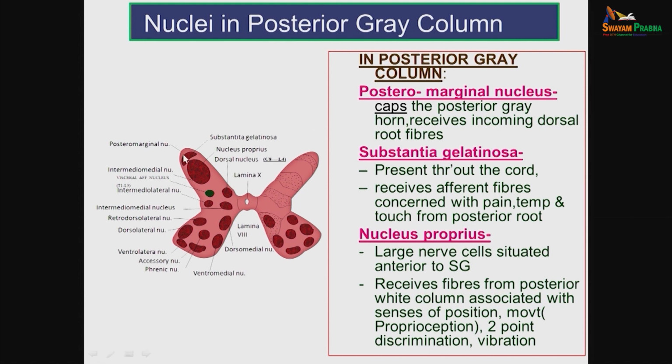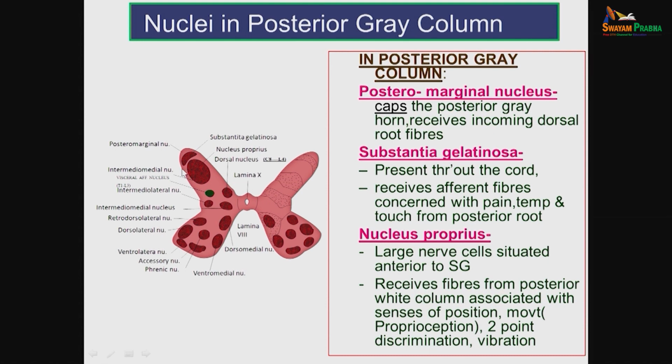So, these are all sensory neurons. So, it receives fibers, that is which sensations are received? The substantia gelatinosa, it is going to receive fibers concerned with pain, temperature and touch from the posterior root.